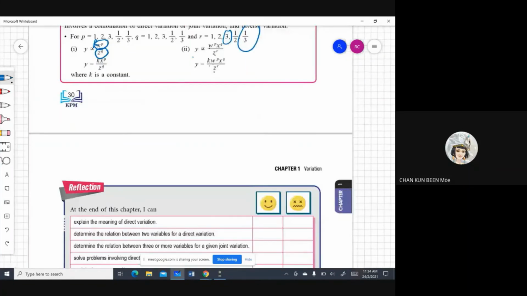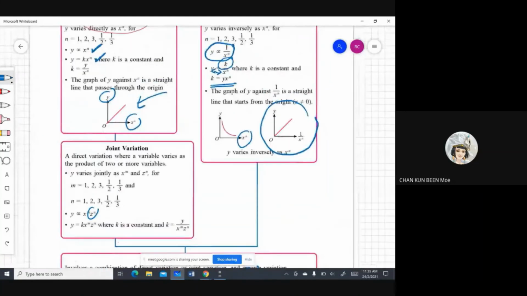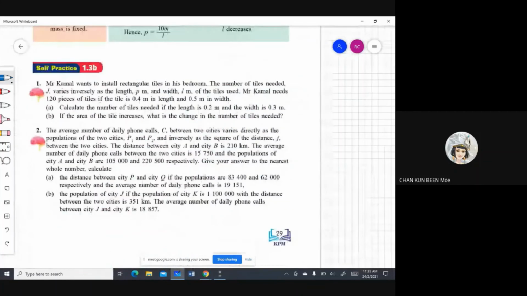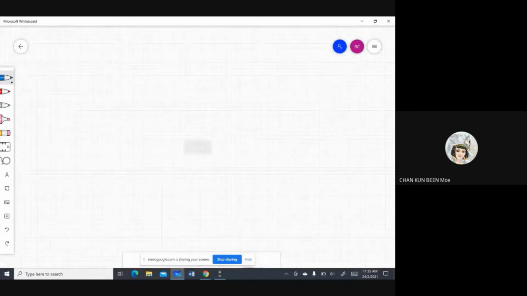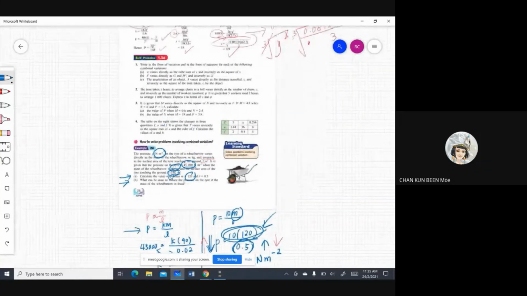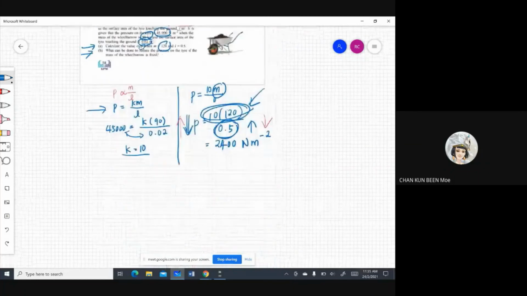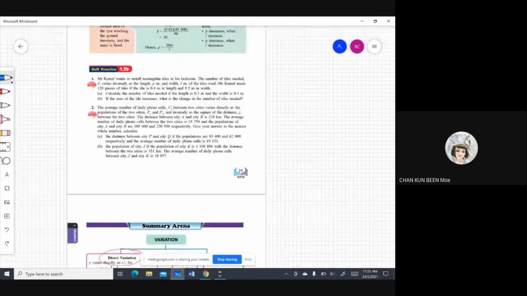Okay, come back to your homework. The homework that you need to do is 1.3a. You move to page 28. Let me see, where is 1.3? Okay, this one. For 1.3a, I want you to do question number 1 and also number 4. And for 1.3b, you only have 2 exercises today. Do both question number 1 and 2.